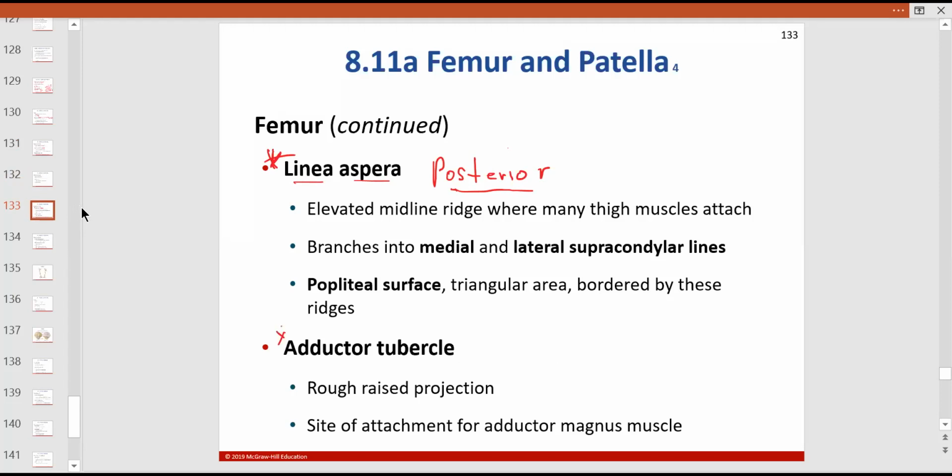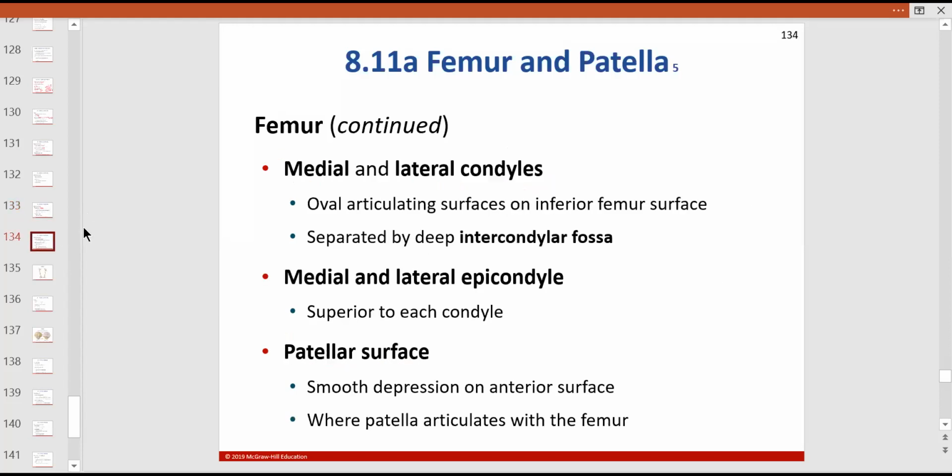Adductor tubercle is a site of attachment, an insertion for your adductor muscles. Adduction is bringing the leg, femur, closer to the midline. Abduction is bringing it away. So you'll learn all those muscles next week.